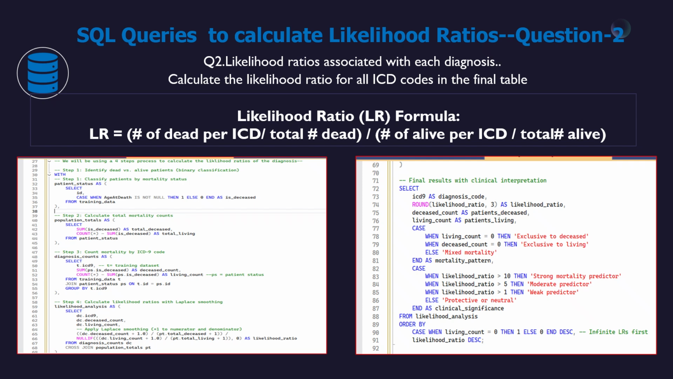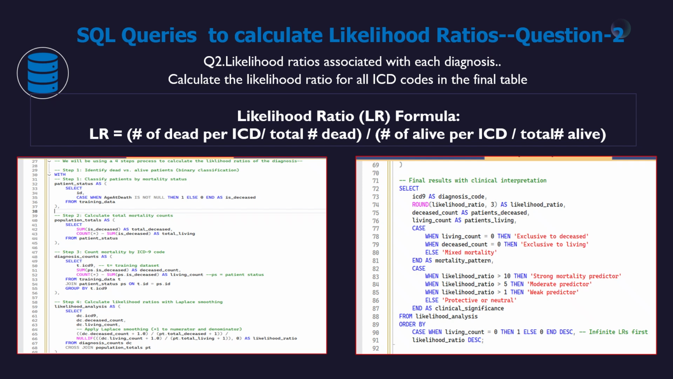And then finally, we use the cross join function to calculate the data. Why do we use it in the likelihood ratio calculation? It helps to make the population totals available for every ICD code calculation without filtering or limiting the results. It ensures every ICD code in the diagnosis count gets paired with the population total. And without it, we lose codes that don't match specific mortality cases. So that is the reason why we use it.